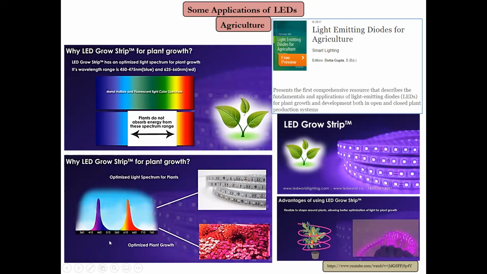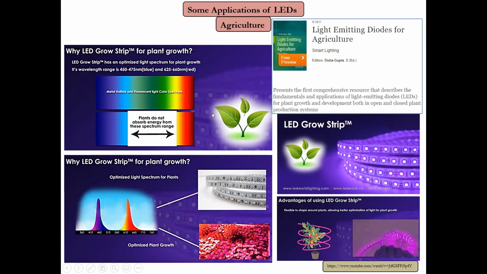Okay, again, this slide is showing how LEDs are influencing the world of agriculture. For light emitting diodes, there are books written. Not all plants require all the wavelengths for their growth. We just saw that in the previous couple of slides. For example, certain plants do not absorb this spectrum. So why are we wasting the energy by providing this amount of light to the plant? Why don't we specifically provide a particular wavelength which allows the plant to grow optimally?